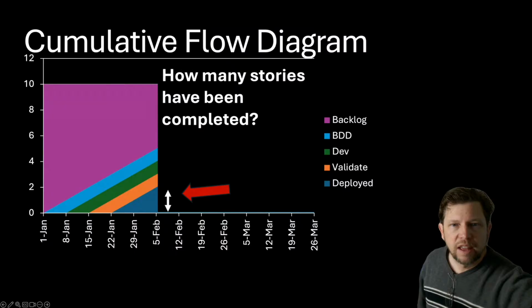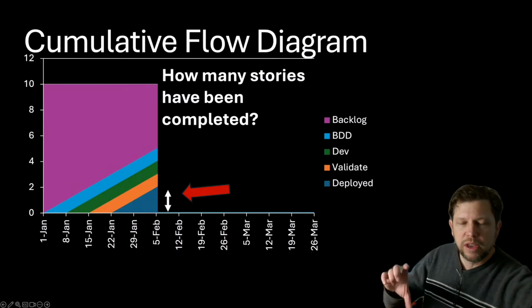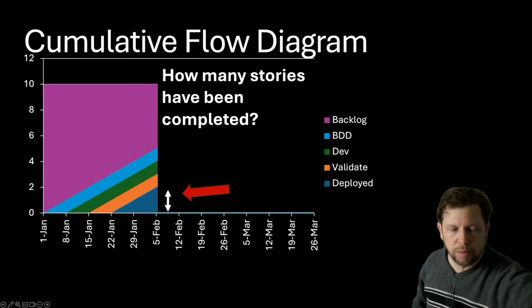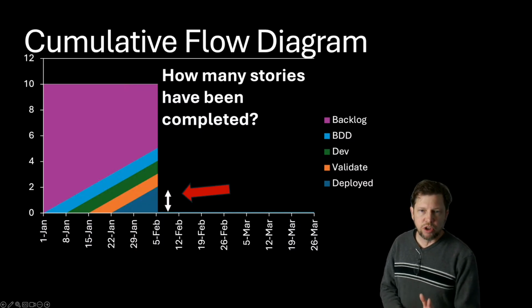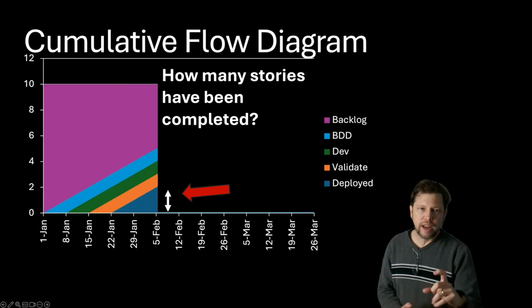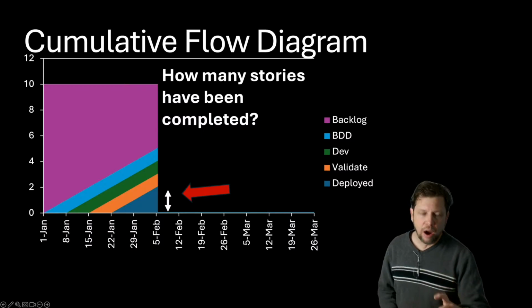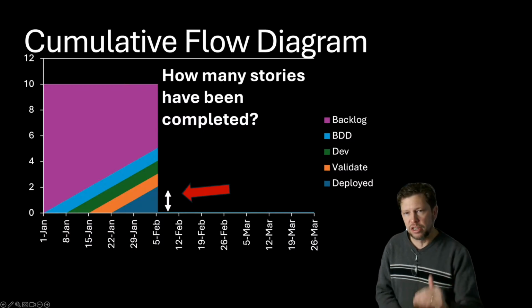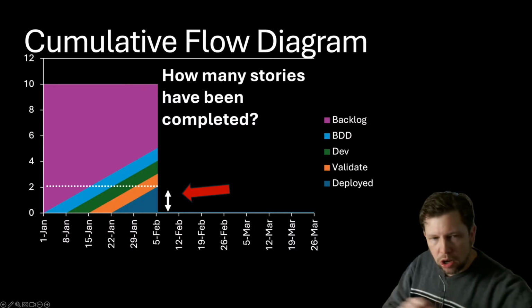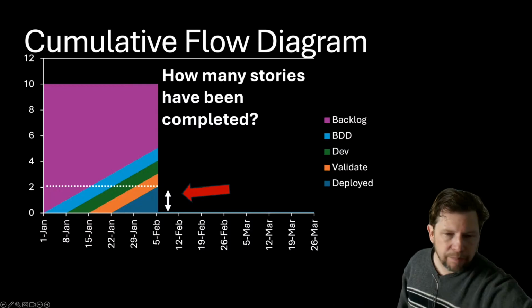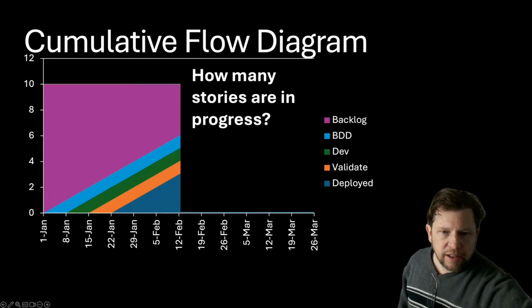Now the next question. Okay, yes. So we can measure right here. There were 2 stories that were completed. We can see that because we look at the time axis, and then we look at the color for deployed, and we look at how tall it is. However tall it is. So as things move over, they just continue to stack. And if we draw our line, then we can kind of see where that's coming from. Okay, so we go the next week.